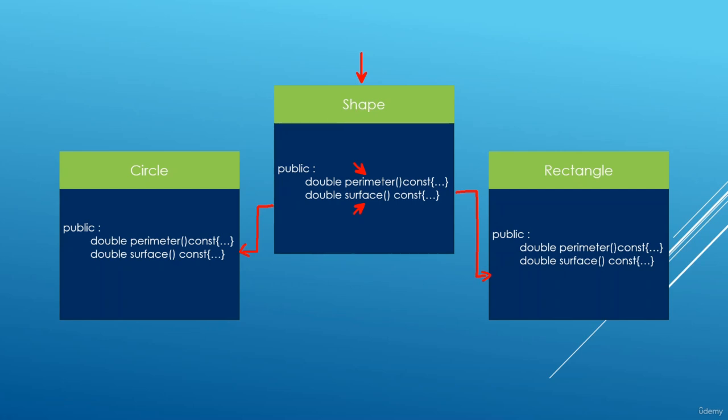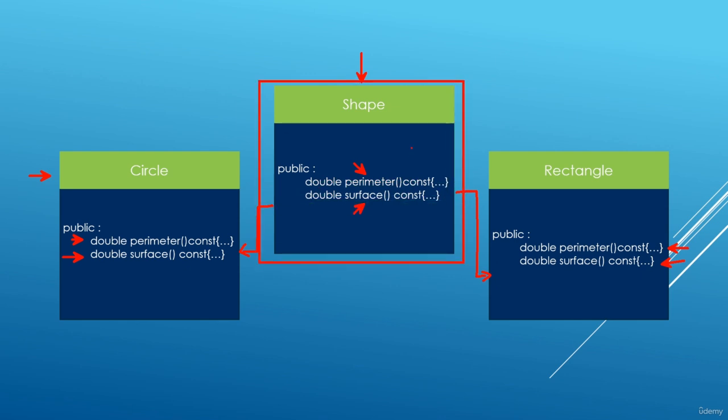But if we go down in our inheriting classes, we're going to see that we have the same methods. These are going to be overrides of what we have in the base class. But the special thing about this inheritance hierarchy is that we don't have implementations for these methods in the base class here. And this is by design.